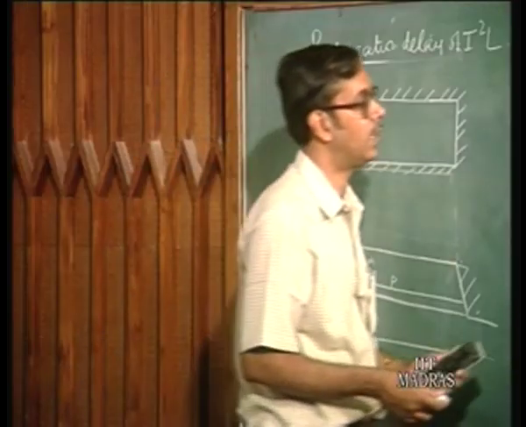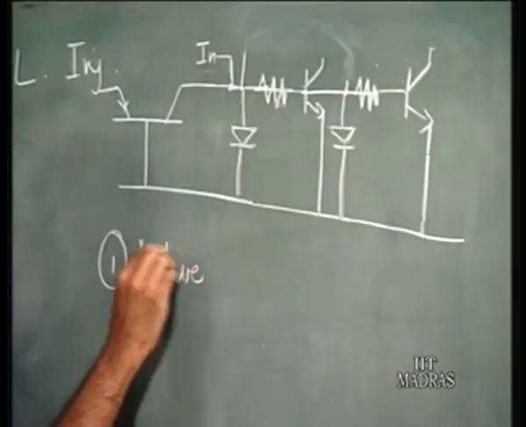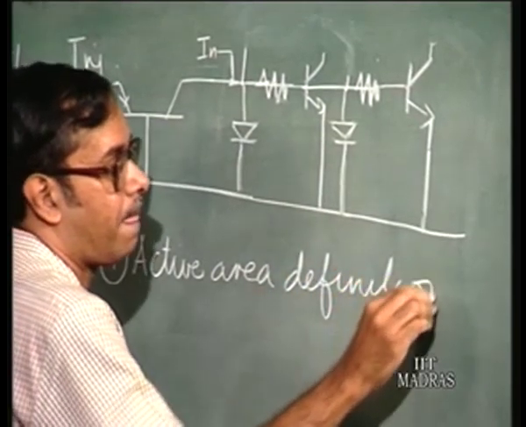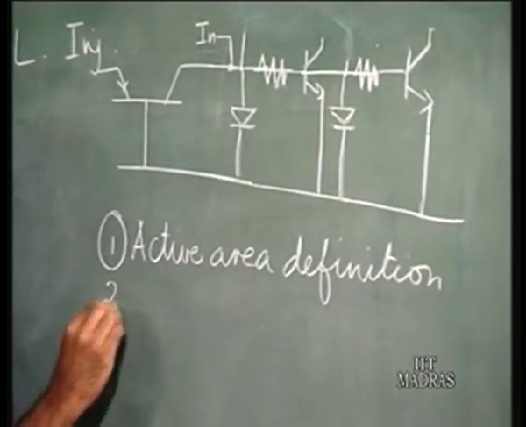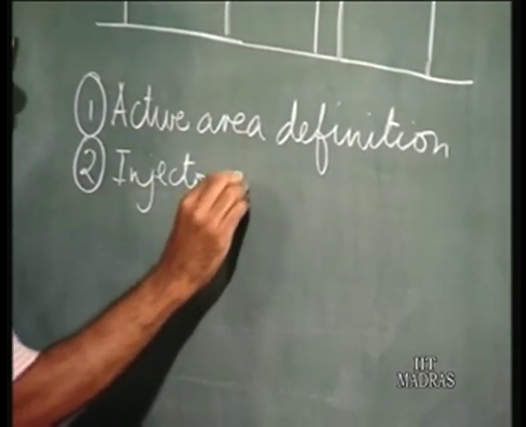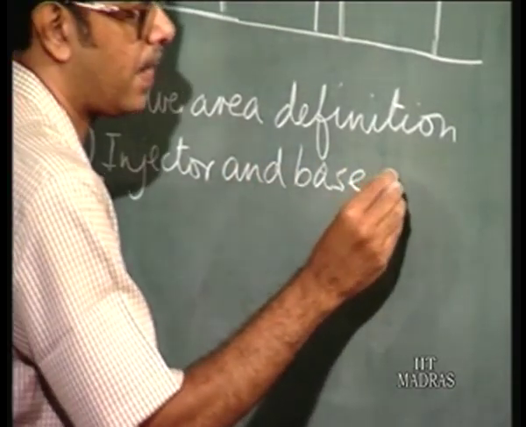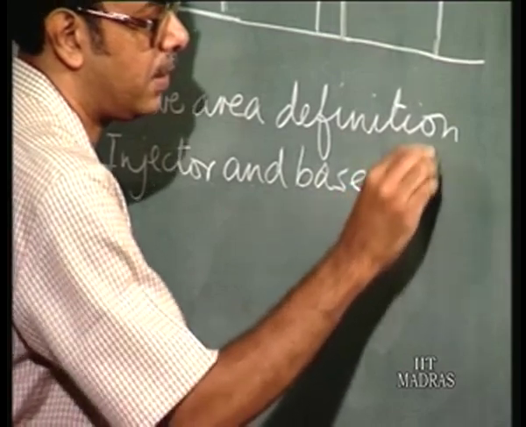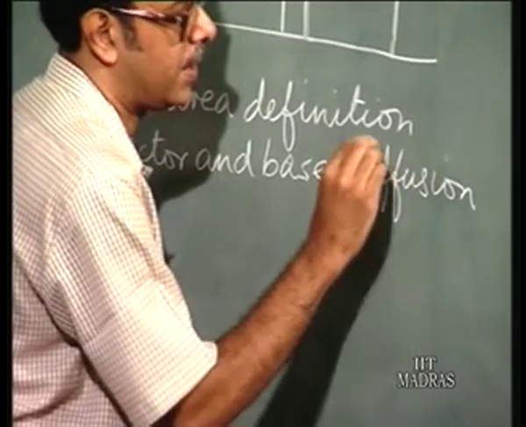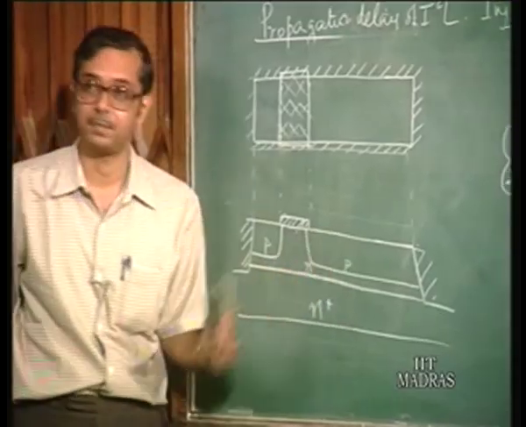So I'll also write down the steps. First is active area definition, then injector and base diffusion or implantation rather. This is done simultaneously, both are P region.